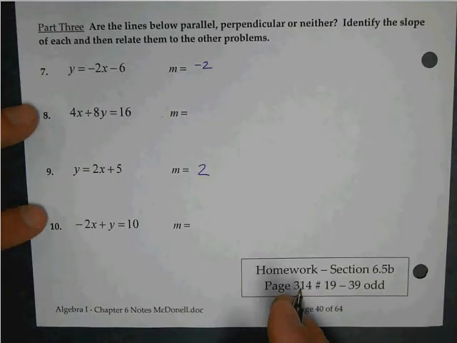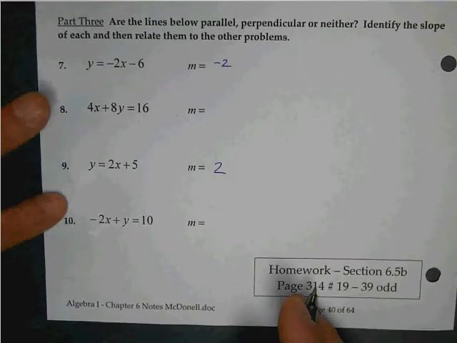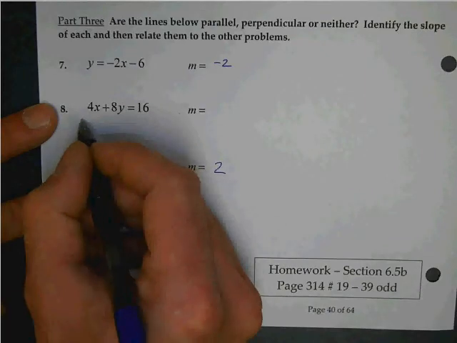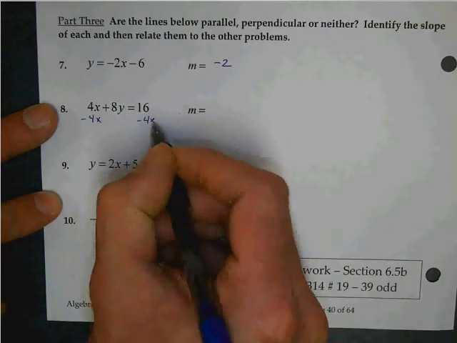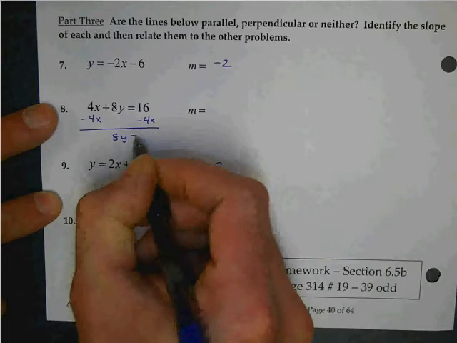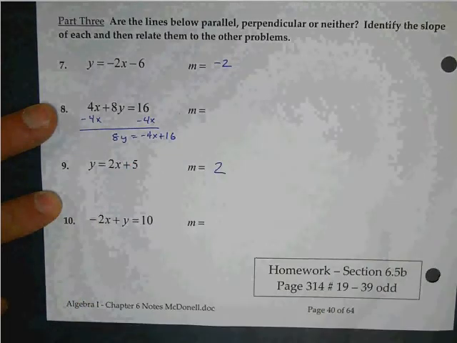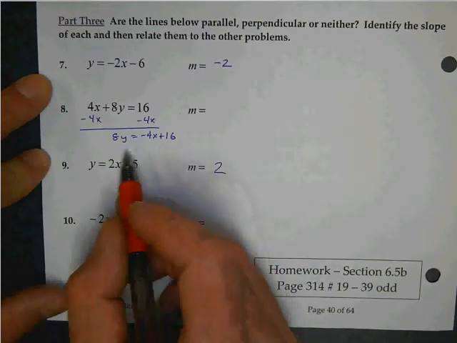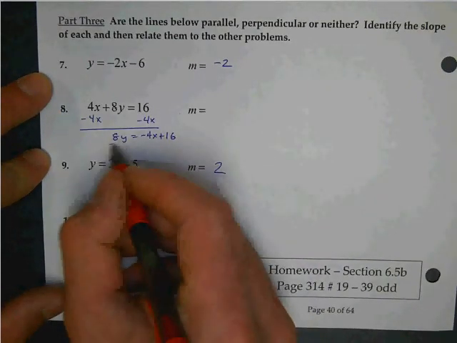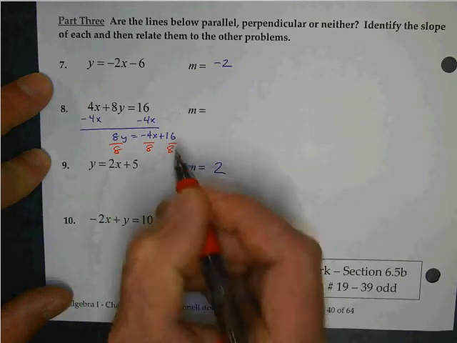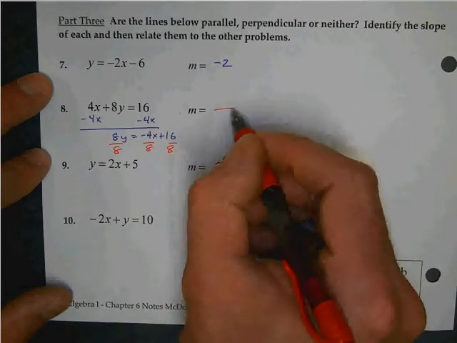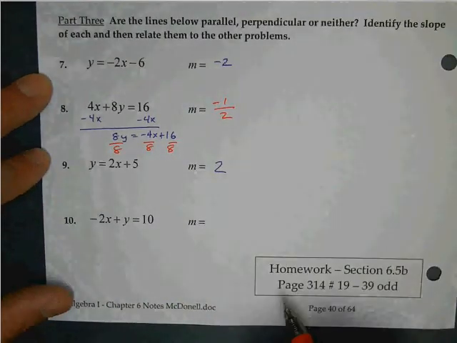8 and 10 are a little harder, aren't they? How am I going to find the slope of 8 or 10? What do you need to do to 8? Get the y by itself. So we subtract 4x. 8y equals negative 4x plus 16. Is the slope negative 4? Not necessarily, because the y is not by itself. So I divide by 8. And what's my slope? What's negative 4 divided by 8? Well, the 4 is smaller, so negative 1/2.